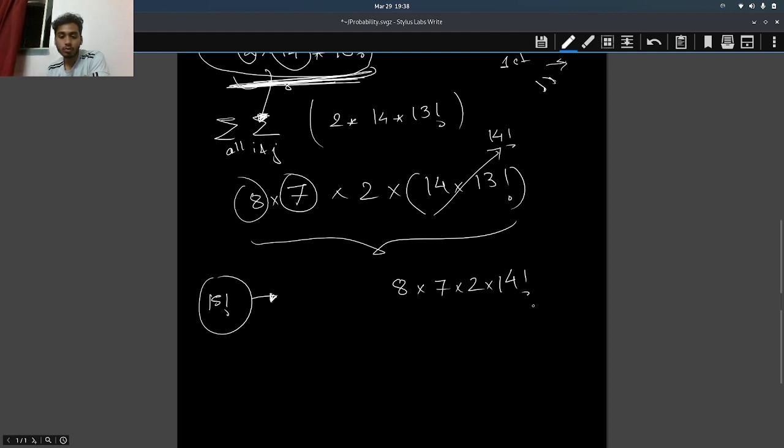So what we can do over here is, this is basically the total number of ways, and this is basically the total number of arrangements of seating I bachelors with J models, right?